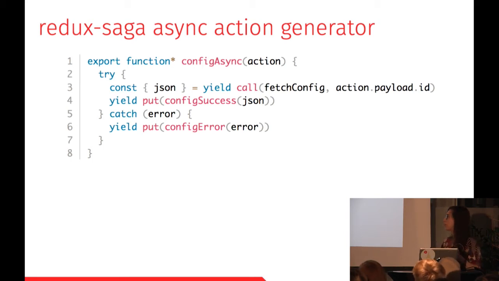Saga suspends while the promise is being resolved, and resumes when the promise is resolved. So when the JSON is received, it resumes performing and switches to the next step. So in line number 3, we call the API, we wait for its result, and in line number 4, we dispatch the success action.